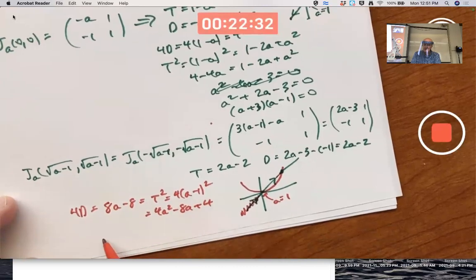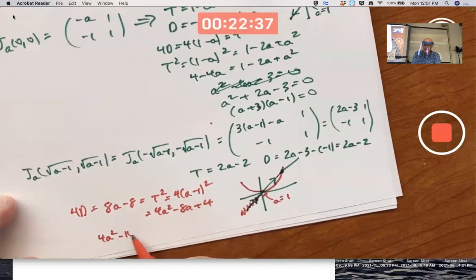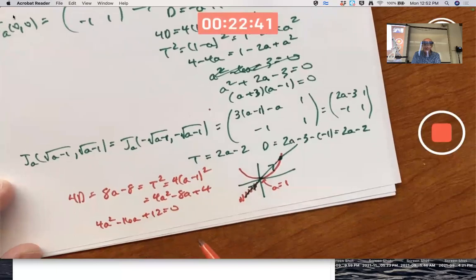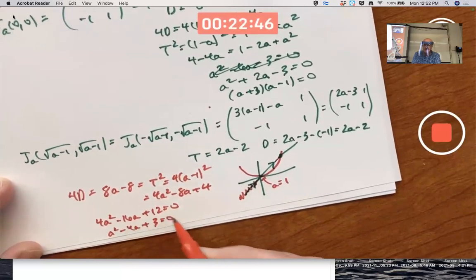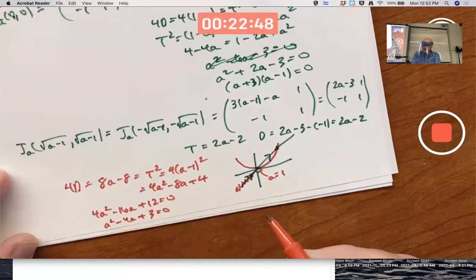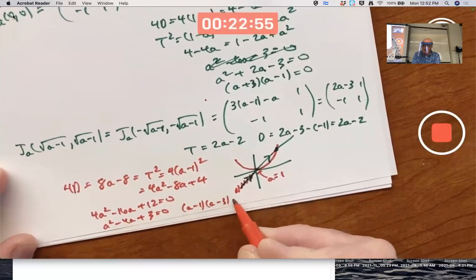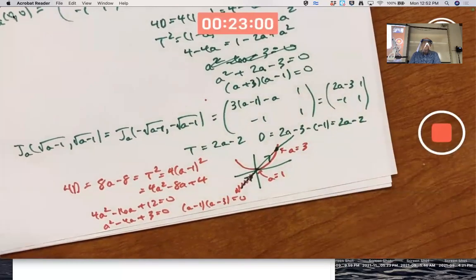Subtract 8a from both sides. Add 8 to both sides. It looks like we get this, which can be simplified to this, which factors as a minus 1 times a minus 3. Now I'm going kind of fast here. Looks like we're there when a is 3. Lots of calculations here. What does it all mean?